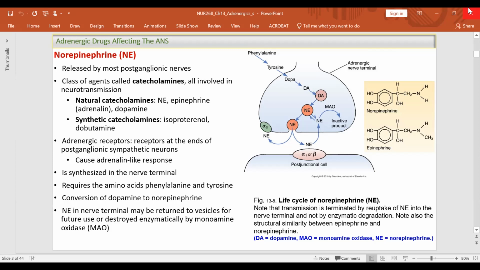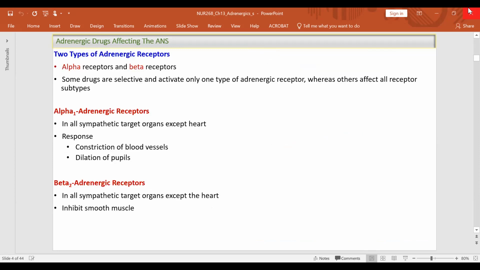And then we have synthetic catecholamines, which include synthetic epinephrine. It's a medication that we administer in certain scenarios, and I will explain the indications for these medications, like dopamine, also dobutamine, isoproterenol, all synthetic catecholamines. So there are two types of adrenergic receptors. We have the alpha receptors and beta receptors.